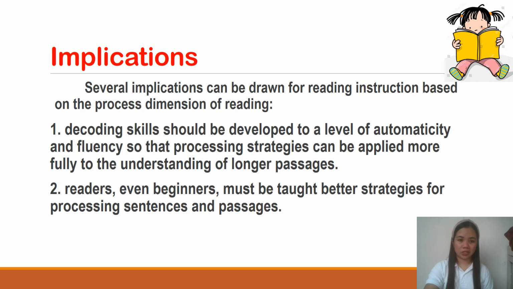The implications. Several implications can be drawn for reading instruction based on the process dimensions of reading. Decoding skills should be developed to a level of automaticity and fluency so that processing strategy can be applied more fully to the understanding of longer passages. Readers, even beginners, must be taught better strategies for processing sentences and passages. This means going beyond letter-sound correspondences and word meanings and developing strategies of predicting, confirming, and active sampling.